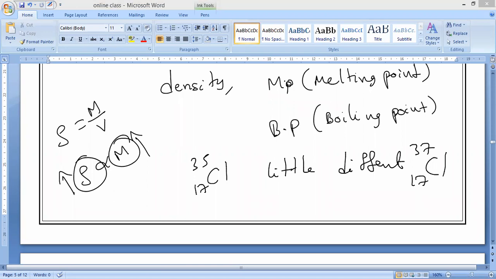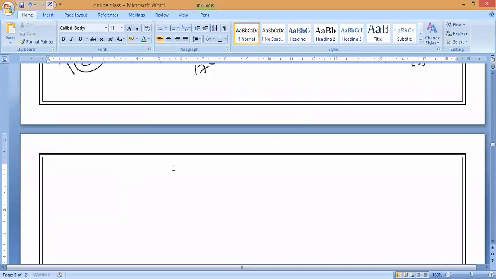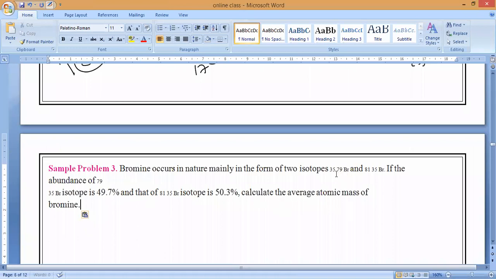Like this, everybody needs to find the average atomic mass of any element. Now I will give you one question, and everybody try to solve it. It is from your book. As I said, bromine occurs mainly in two isotopes. Now everybody find the average atomic mass of bromine. Shall we do it or not? Everybody start doing it now. It should take about 1 minute.